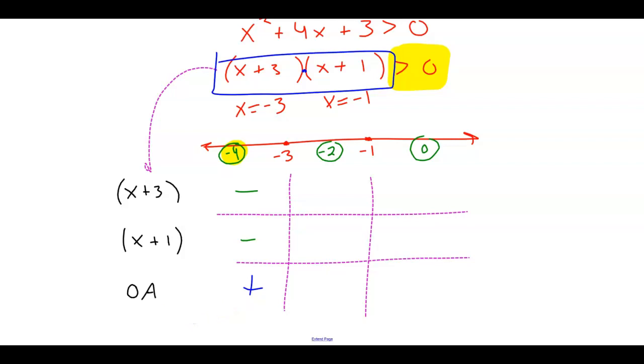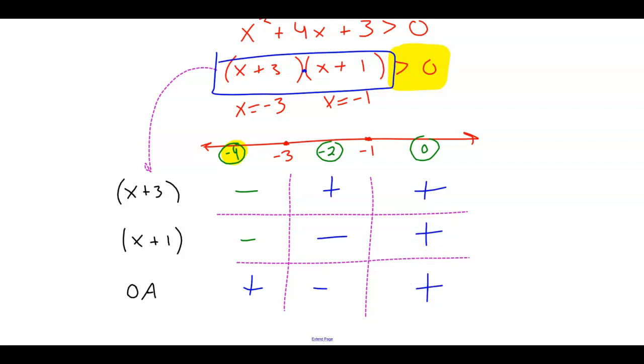Okay, now we do the same thing for the other two sections. So if I plug in -2, this would be positive. If I plug in -2 into x plus 1, -2 plus 1 is negative. And then the middle column here, a positive times a negative is a negative. And then lastly, if I plug in 0, that test point over here on the right side, 0 plus 3 is positive, 0 plus 1 is positive, a positive times a positive is a positive.